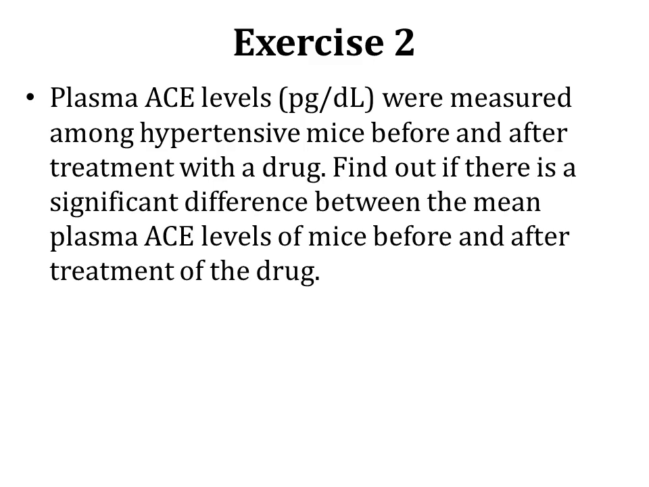Now we have the second exercise, and this exercise is about the same variable, the plasma ACE levels. In this case, the plasma ACE levels were measured among hypertensive mice before and after treatment with a drug. So we have only one group of mice, hypertensive mice, but the observations are different. These observations are taken twice from each mouse, before the treatment and after the treatment with a drug. So these are the matched observations.